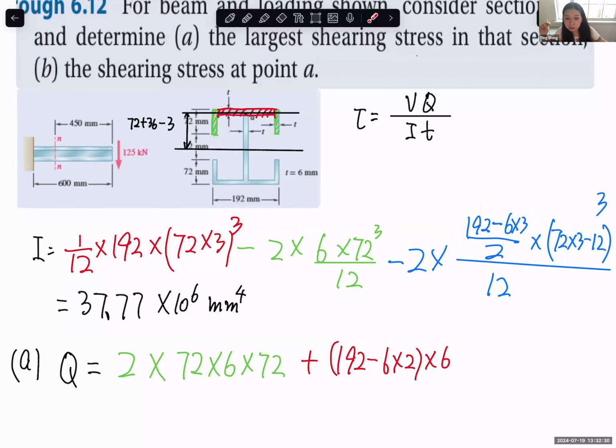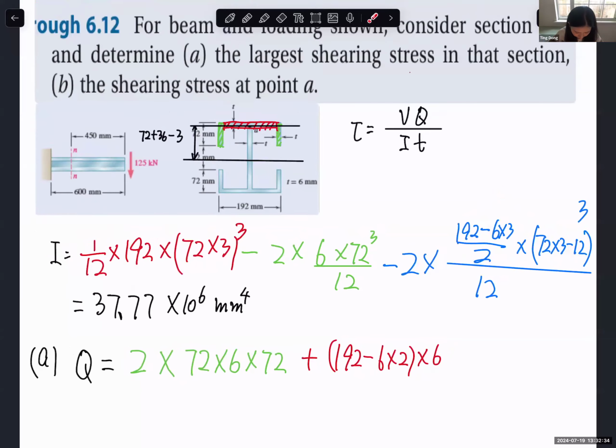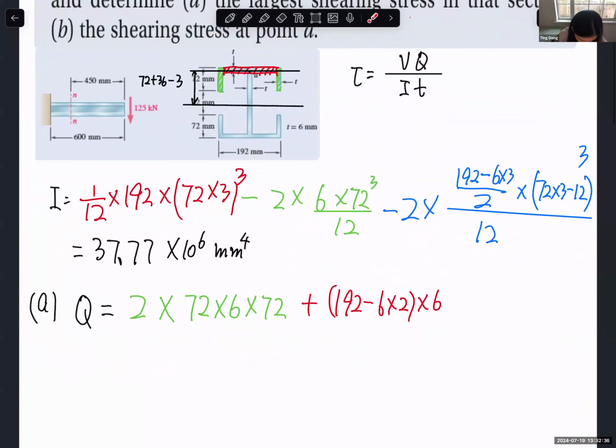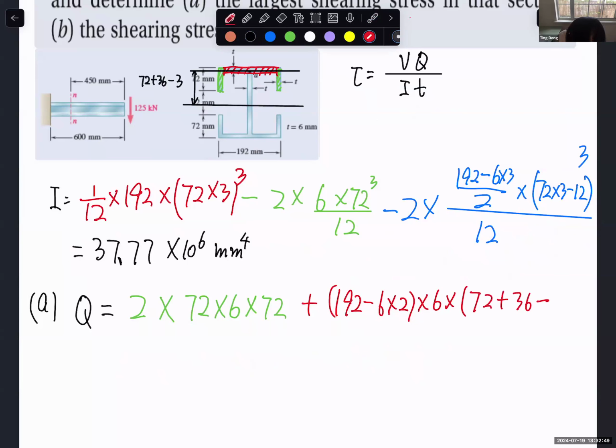Another question. Okay, so now let's continue with the y bar of the red area. So I put it as 72 plus 36 minus 3. So this is the y bar. And now we have the third section. Which color should I use? Blue. Okay.